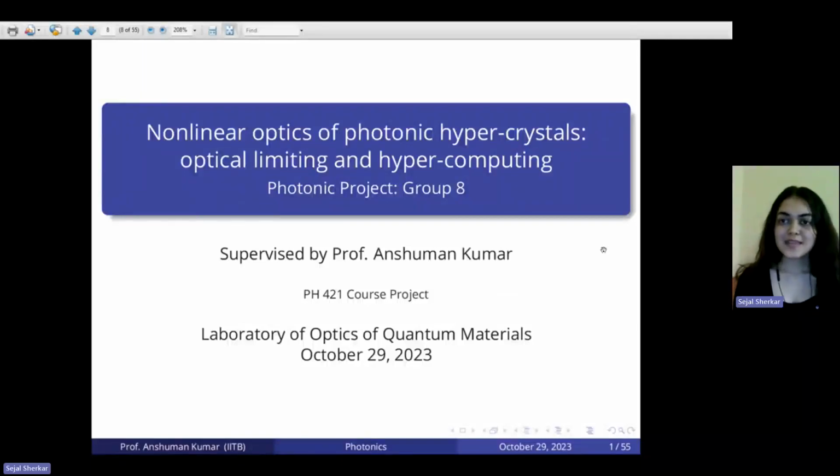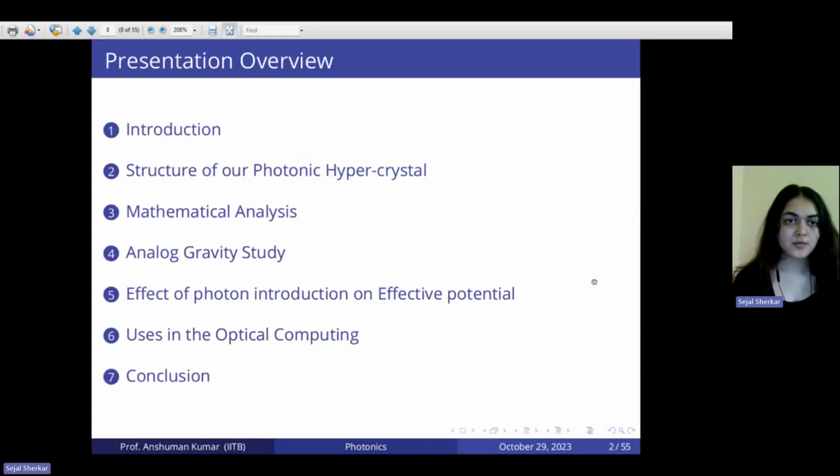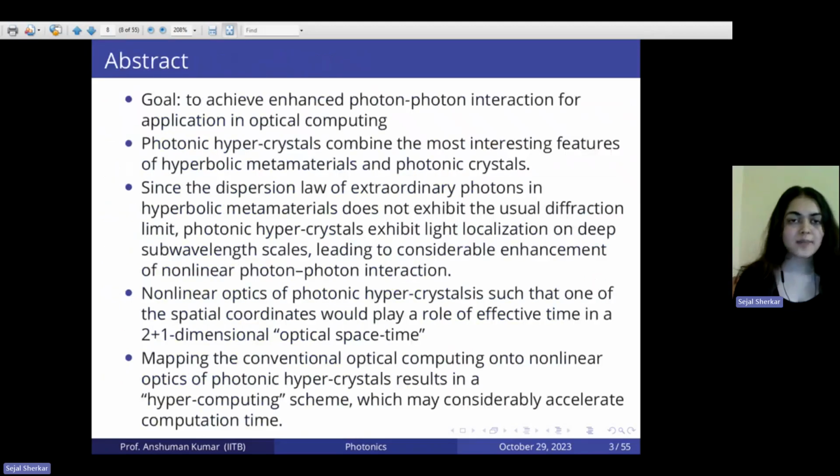Hello. In this presentation, we'll be discussing nonlinear optics of photonic hypercrystals, optical limiting, and hypercomputing, which is supervised by Professor Anshuman Kumar under the course PH 421. Our goal is to achieve enhanced photon-photon interaction for application in optical computing.